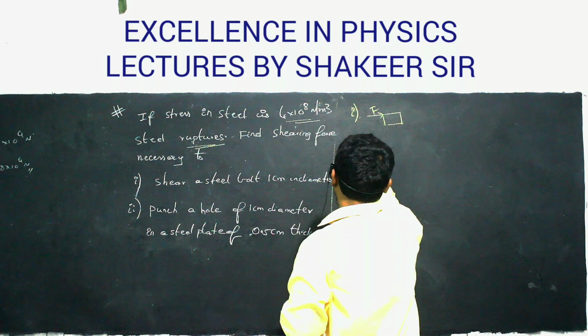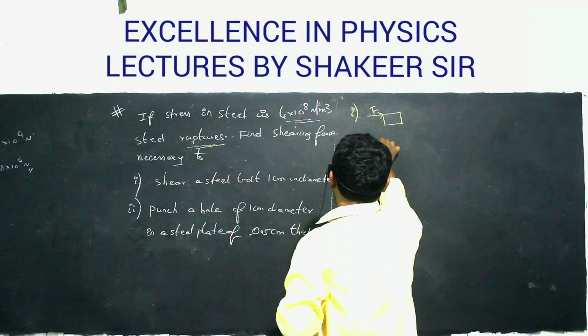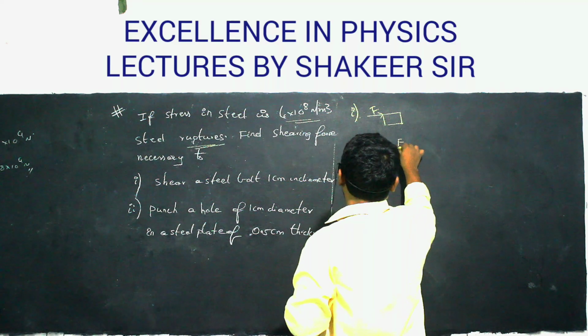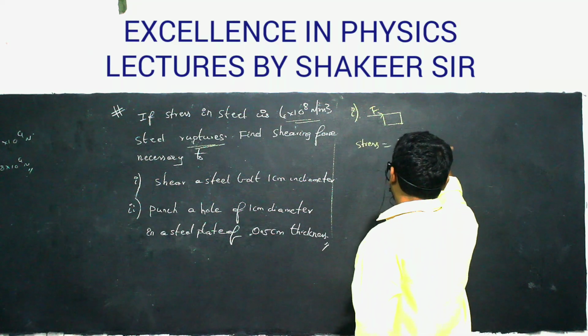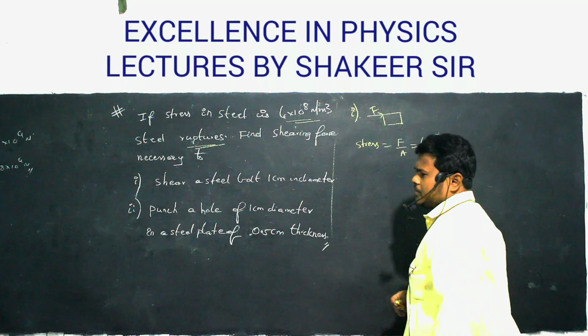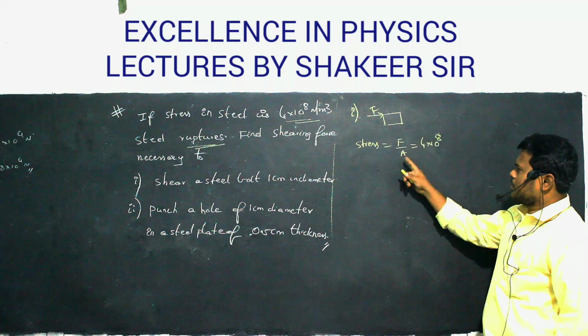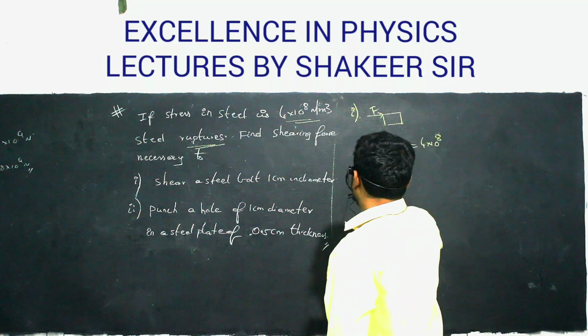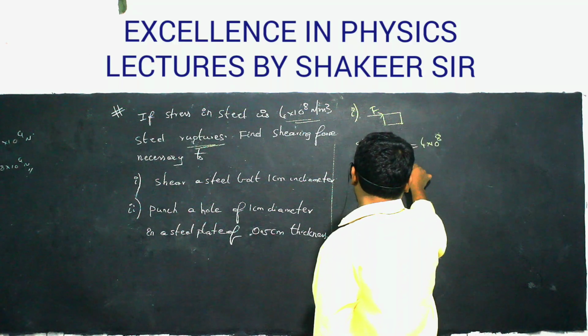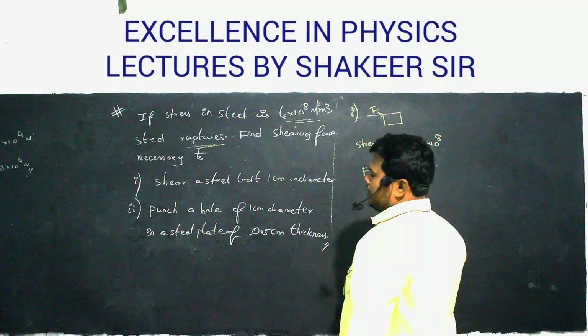No need. So here stress is given. So stress is how much? Stress is nothing but force per unit area, no? So stress is equal to 4 into 10 power 8 Newton per meter square. Clear? I am supposed to find out this force only, no? So therefore what is the F value? F is equal to 4 into 10 power 8 into area.